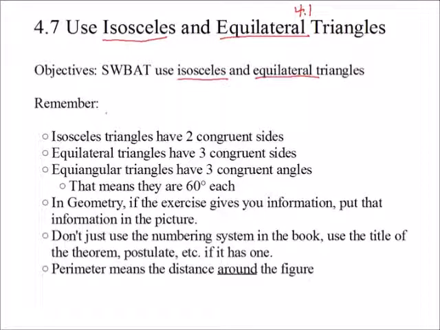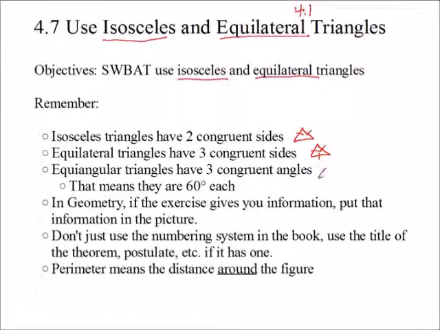A few things to remember. Isosceles triangles have two congruent sides. We learned that from 4.1. So anytime you have a triangle with two congruent sides, it's isosceles. If it's an equilateral triangle, equi means equal, so all three sides have to be congruent, the same length.